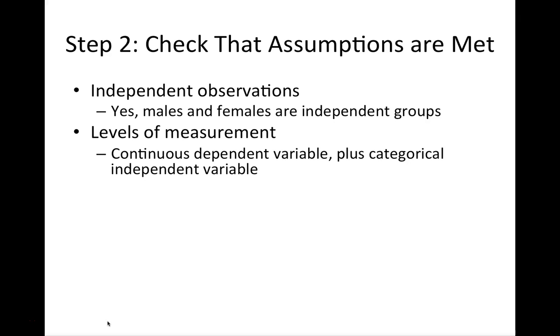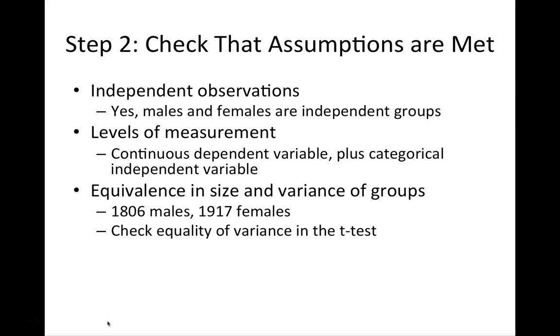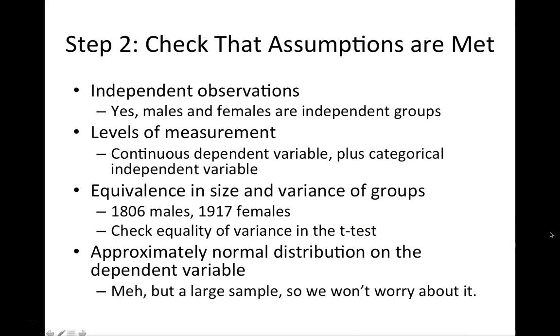Are levels of measurement appropriate for a t-test? We have a continuous dependent variable, the scale score on the contraceptive self-efficacy, plus a categorical independent variable, males versus females. So we're good on the levels of measurement. We want to check for equivalency in size and variance of groups. For those who have valid scores on this outcome, we have 1,806 males, 1,917 females, so roughly equivalent. We'll check the equality of variance in the t-test. That will give us that calculation.